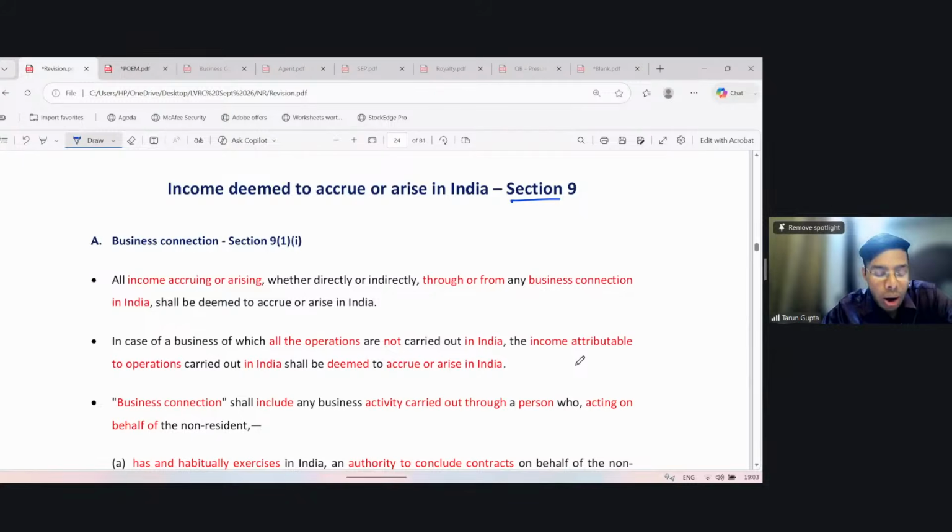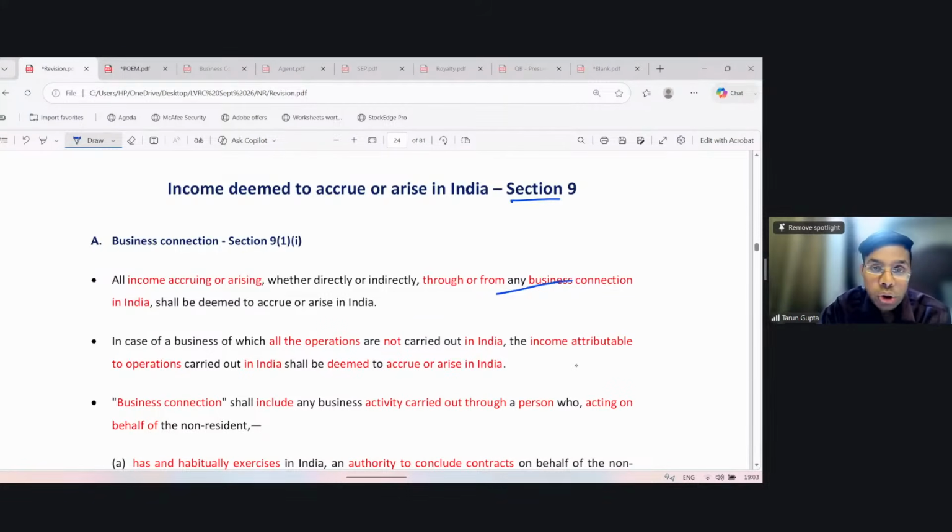Firstly, all income accruing or arising, whether directly or indirectly, through or from any business connection in India, shall be deemed to accrue or arise in India. So if the NR has a business connection in India, then any income arising from such business connection shall be deemed to accrue or arise in India.